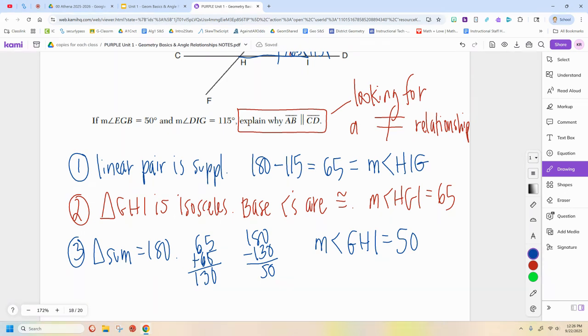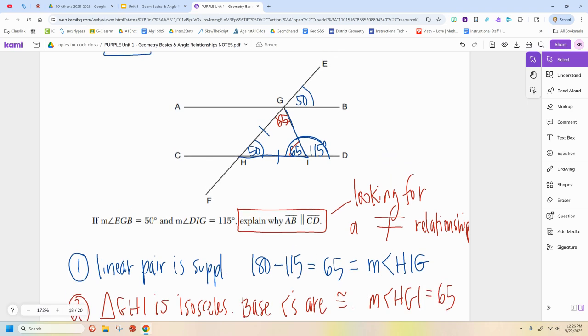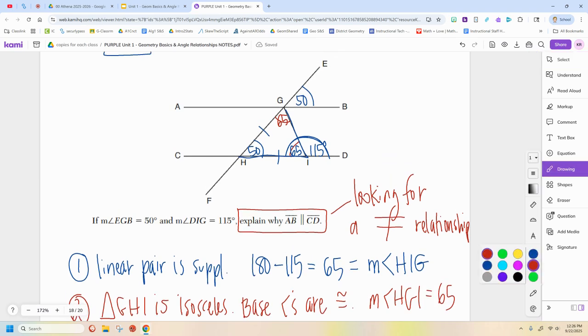So I'm just going to make sure you guys get that one caught up. And now it just depends on who you are and what you see. Okay, so we have this 50 down here. Do we have another 50 up above already? Yeah. So some people might see this relationship.